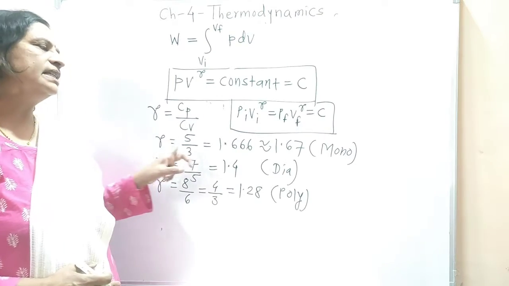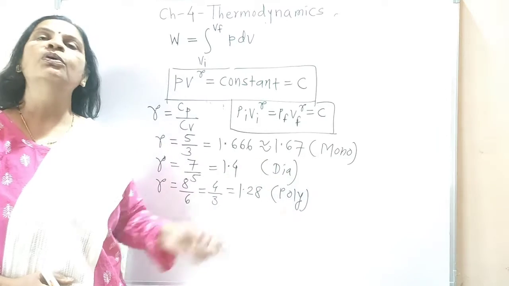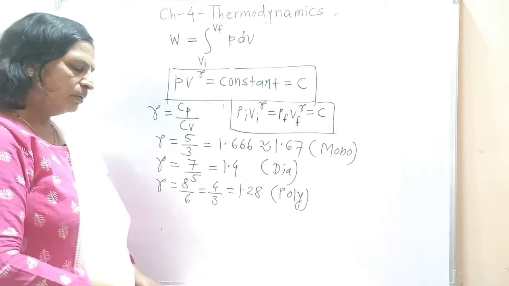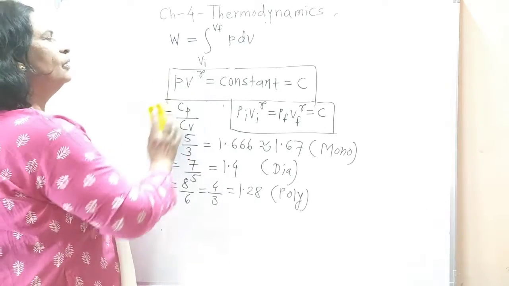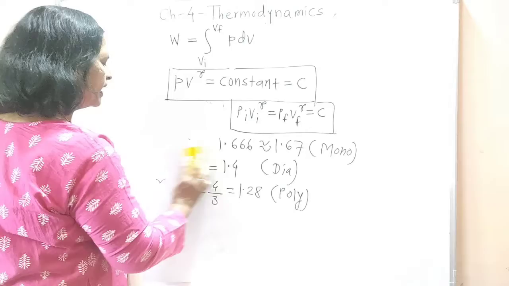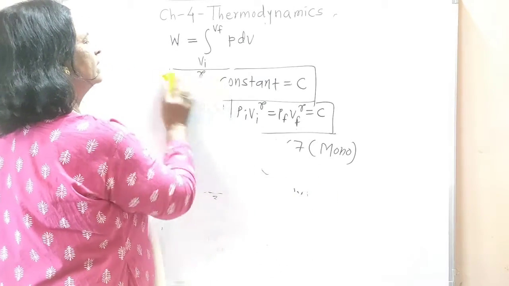Means the value of gamma is greater for monoatomic gas. Okay. Now we have to continue the thermodynamics, thermodynamics for adiabatic process. Okay.